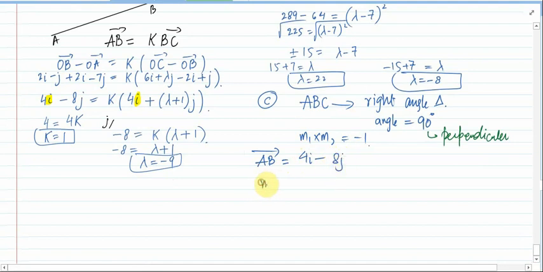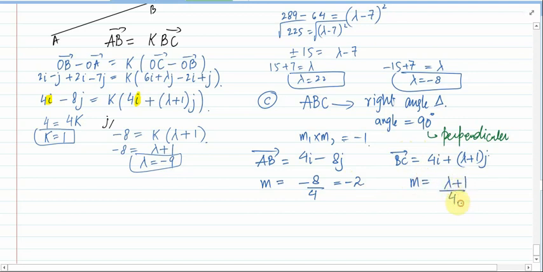The gradient of AB is minus 8 divided by 4 leads to minus 2. Similarly, the vector BC we have, it's 4I plus lambda plus 1 J, and the gradient of BC is lambda plus 1 divided by 4. It's simply y2 minus y1 divided by x2 minus x1, or you can say change in y over change in x. The condition for gradient, we know that it's m1 times m2 equals negative 1. The value for m1 we have, it's minus 2. The value for m2 we have, it's lambda plus 1 divided by 4, equal to minus 1.